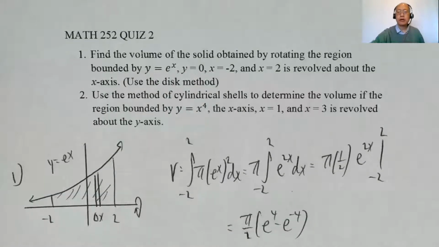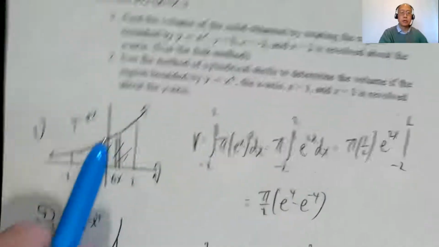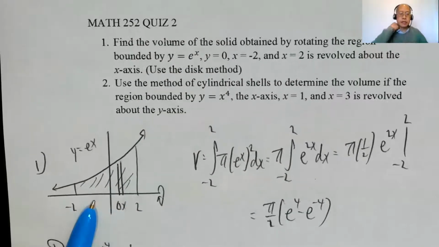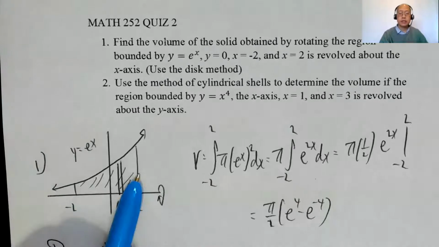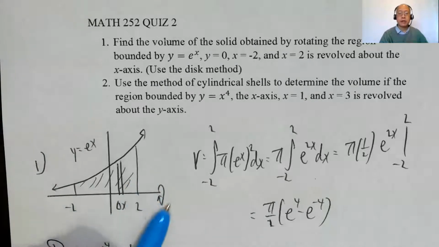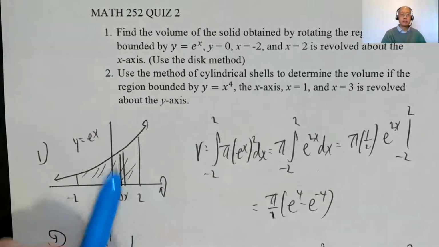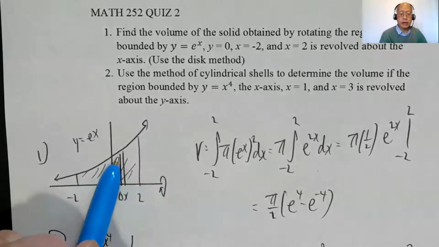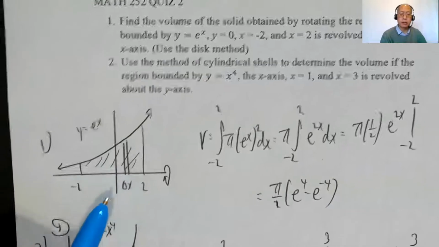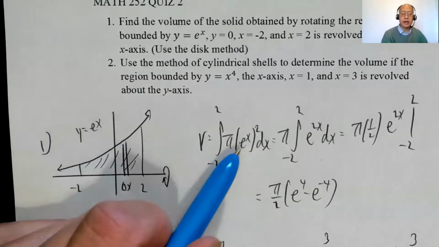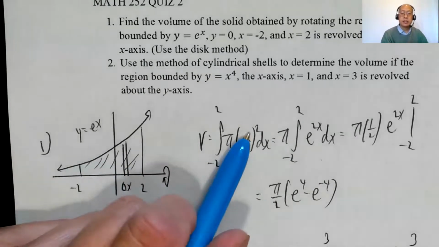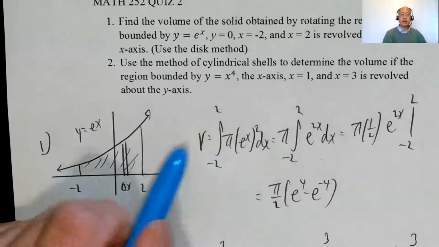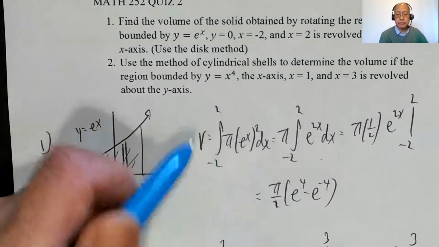All right, number 1, find the volume of the solid obtained by rotating the region bounded by y equals e to the x, y equals 0, which is the x-axis, x equals -2, and x equals 2. And you revolve about the x-axis, so use the disk method. So slice like so. That's simply pi r squared, pi y squared. So then you go from -2 to 2 of pi e to the x squared, the radius is y, e to the x squared dx.